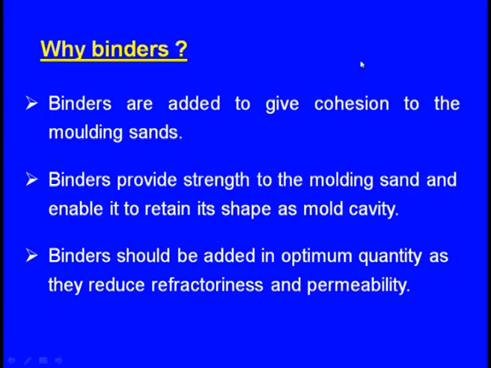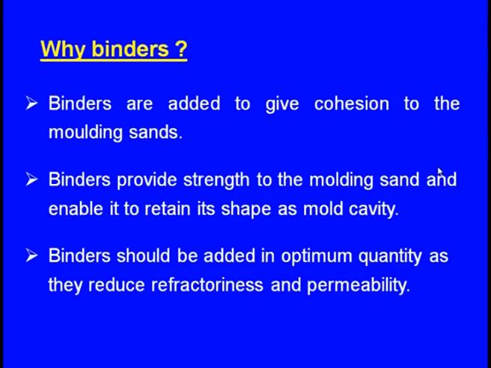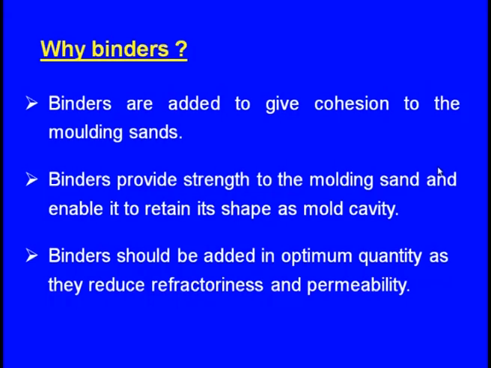Next, binders should be added in optimum quantity as they reduce the refractoriness and permeability. These binders are fine powders, right. There is a property called permeability for the moulding sand. Permeability means the ability of the moulding sand to allow hot gases to pass through the neighboring sand grains. What happens when we add excessive binder? It fills those gaps between the neighboring grains, and the ability of the steam or hot gases to escape through the neighboring grains comes down drastically.